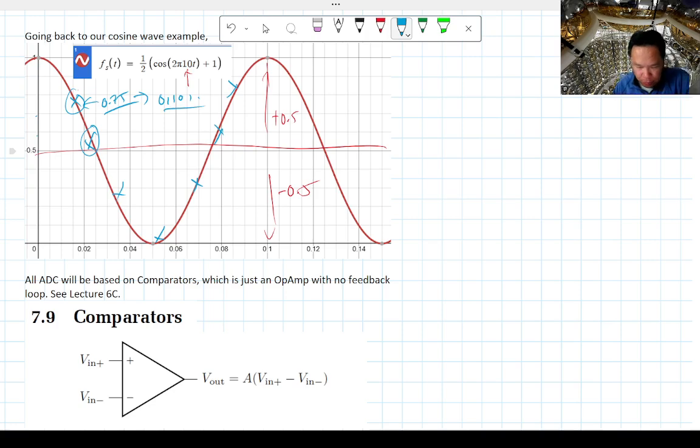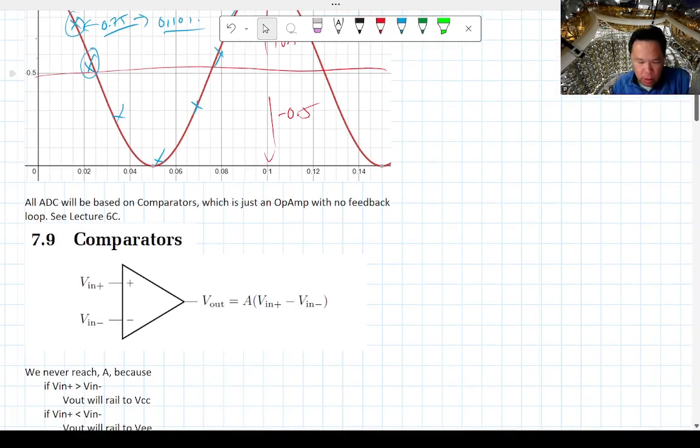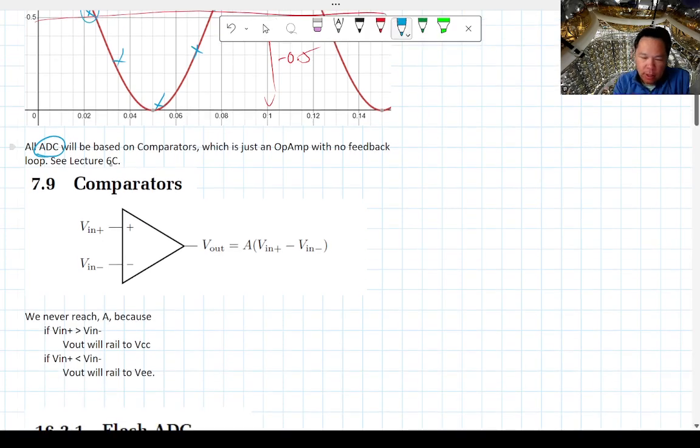Somehow. This is where the analog to digital converter, also known as ADC, so I'll start using that acronym a lot, uses comparators. This was covered in lecture 60, so if you want a full reminder of it, please go back and watch that lecture.